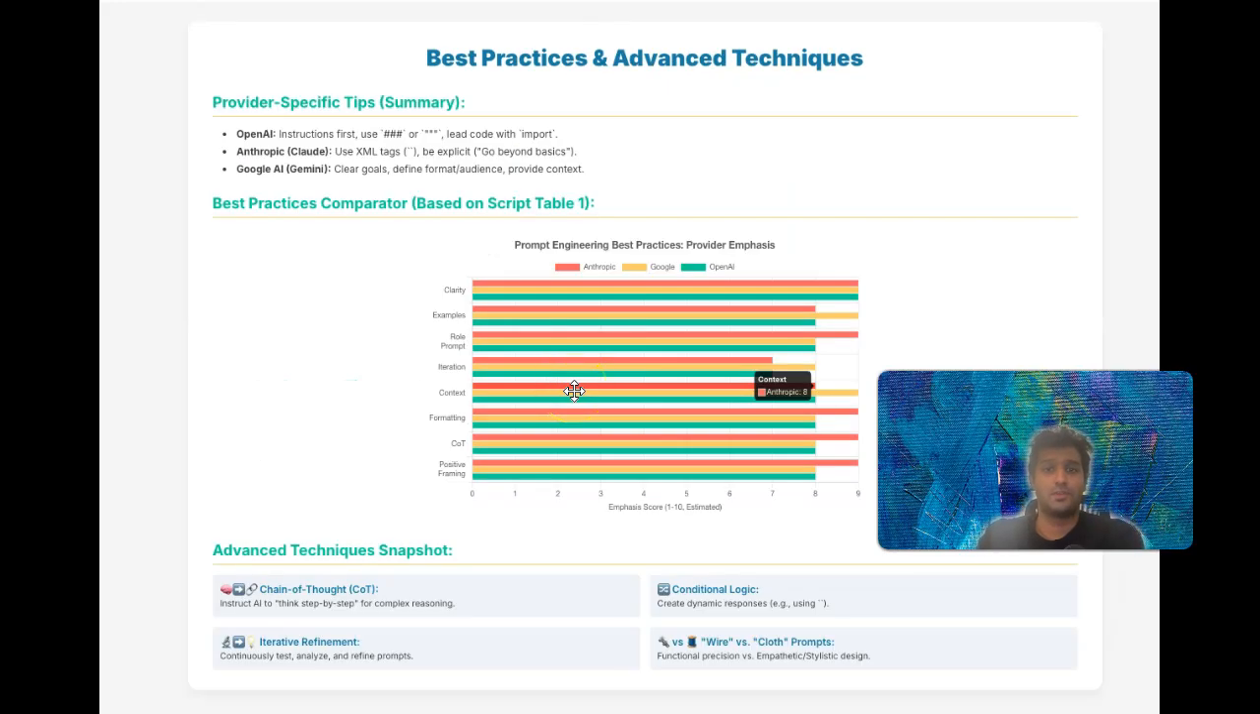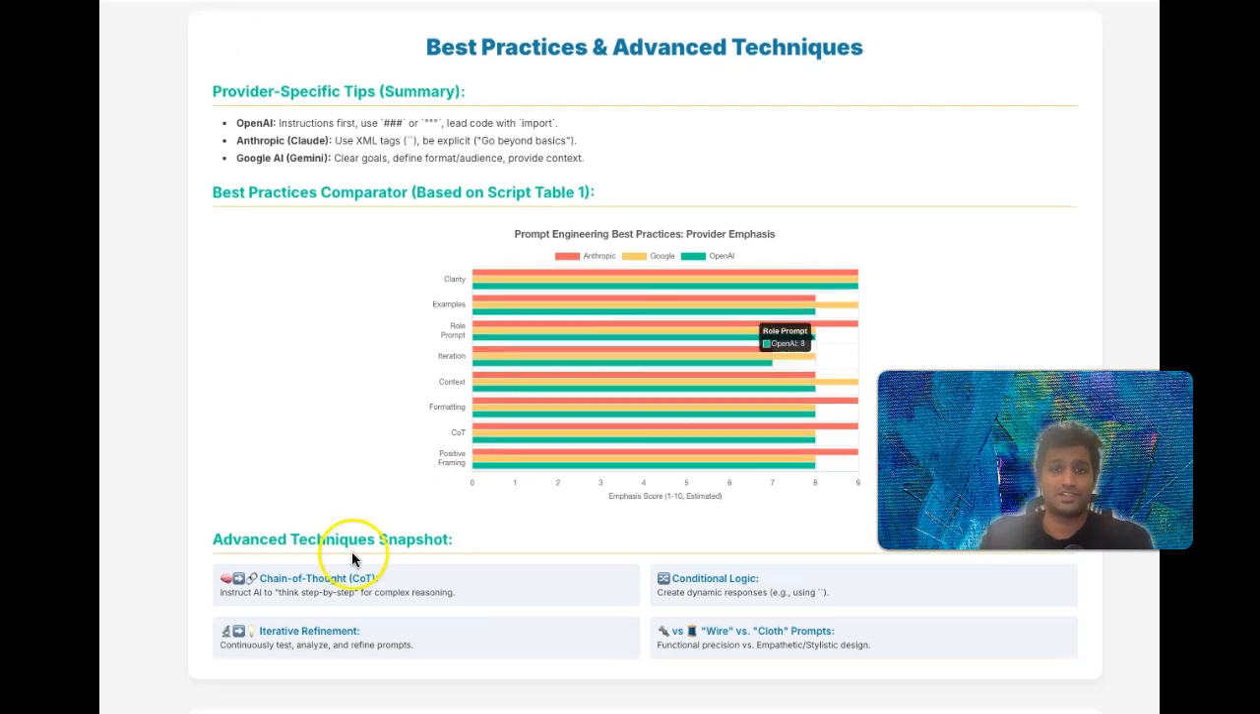To give you a clearer picture, here's a comparative look at some of these best practices from our key sources. Do you notice the overlaps and the unique suggestions? Now let's explore some powerful advanced techniques. These can significantly elevate the quality and sophistication of your AI interactions.